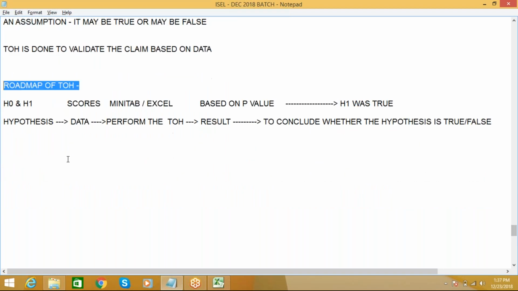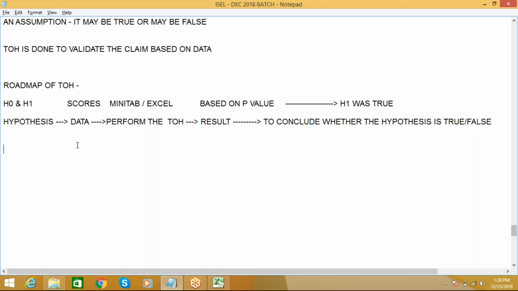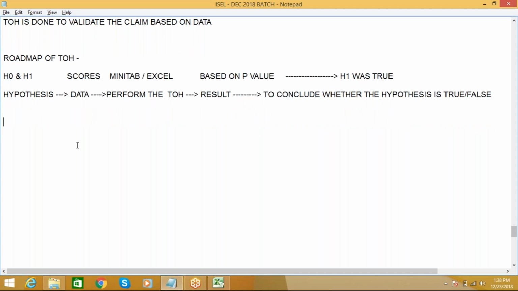Now the roadmap everybody understands. First we will have a hypothesis, and then we will have some data collected, then we'll perform the test of hypothesis, and interpret the result based on the p-value. So we'll go by these steps. We'll form the two hypotheses, collect some data, perform the test. Based on the p-value, we'll interpret the result, and finally we'll conclude which hypothesis is true, whether it's the null or the alternate, and then take the practical action accordingly.